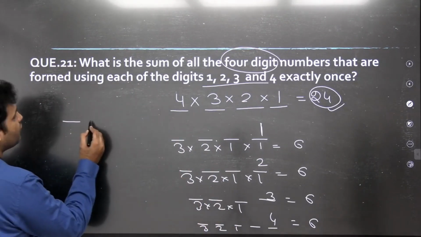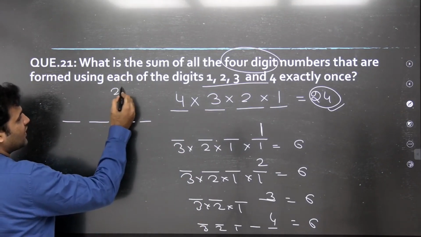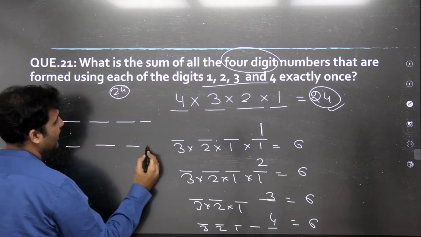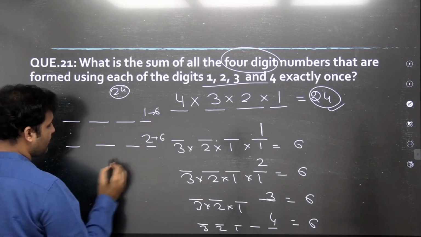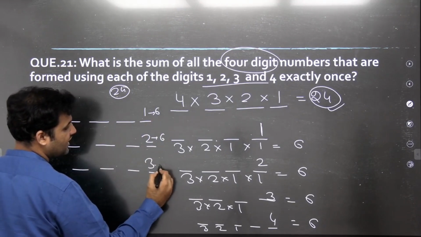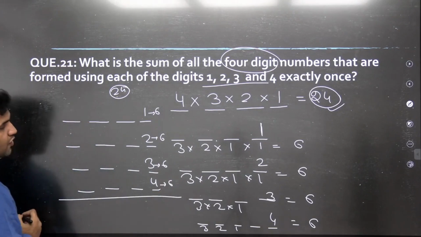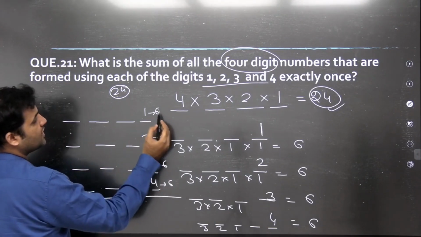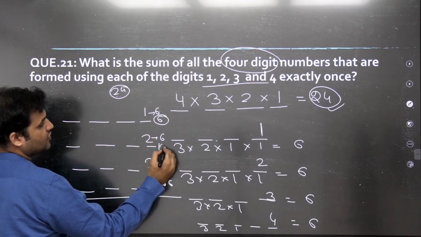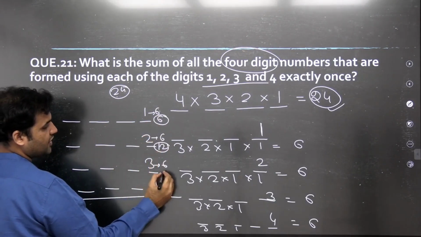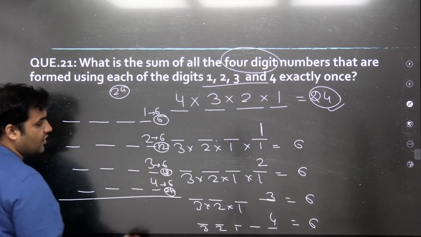Now, if I want to find out the sum of all these numbers, out of all the 24 numbers that we have, 1 is coming for 6 times, 2 is again coming for 6 times, 3 is again coming for 6 times, and 4 is also coming for 6 times. Now, if you want to find out the sum, 1 into 6, the total value will be 6, right? 2 is coming for 6, total will be 12. 3 is coming for 6 times, total will be 18. 4 is coming for 6 times, total will be 24.